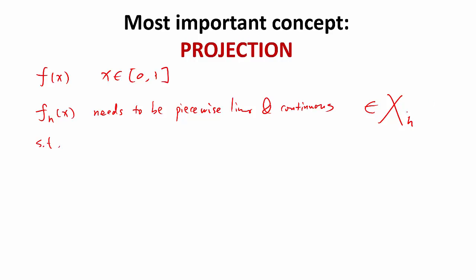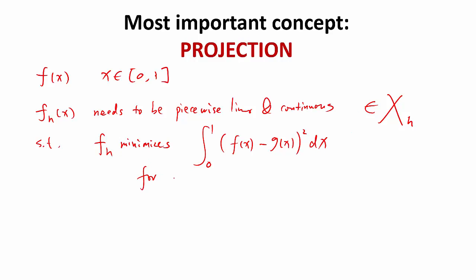Okay. So that fh minimizes the integral from 0 to 1 of f of x minus, let me just call it g of x, squared dx, for all g of x within that Xh. Okay. This is a projection.